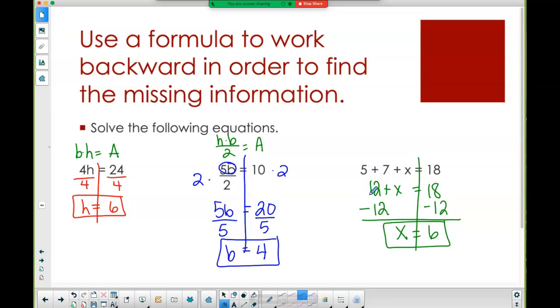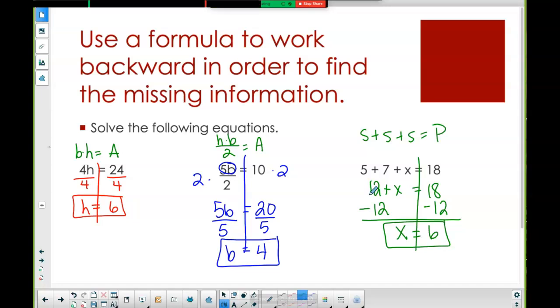And this last problem was perimeter. Side plus side plus side equals the perimeter. So it was a triangle that we had to find the missing side. So we were really doing geometry. You guys just didn't know it. Okay, so that's what we're going to look at today.